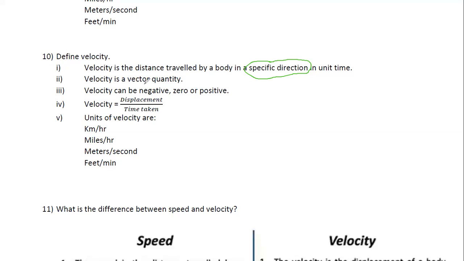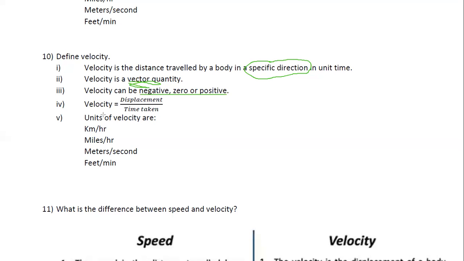All right, so because we have direction also over here along with magnitude, velocity becomes a vector quantity. Okay, velocity can be negative, 0, or positive. Try to remember this. So, what is the difference between speed and velocity? Speed cannot be negative. Speed can be 0 or positive. But velocity can be negative, 0, or positive.